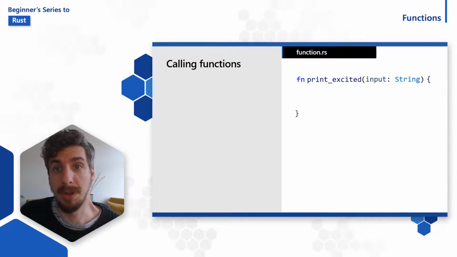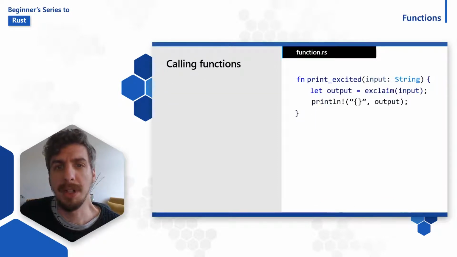Calling a function is very straightforward. Here we'll create a new function, printExcited, which uses our exclaim function in its body. Simply write the name of the function, followed by parentheses and an argument.